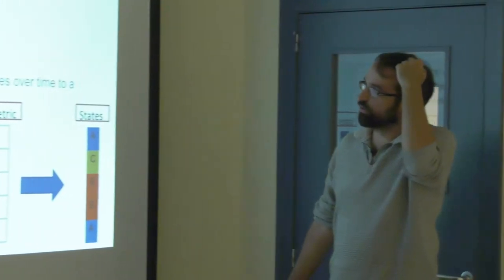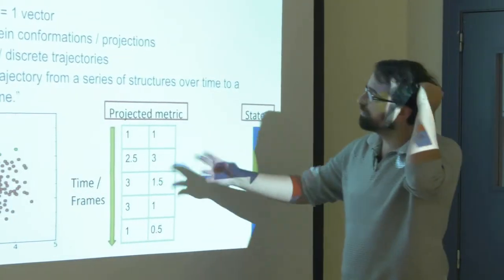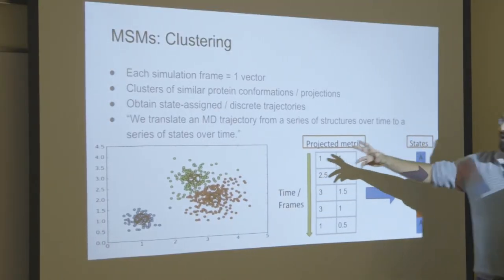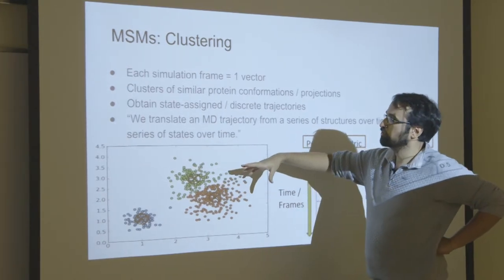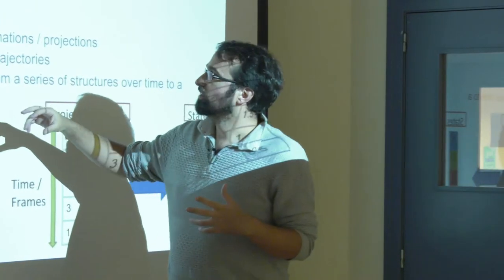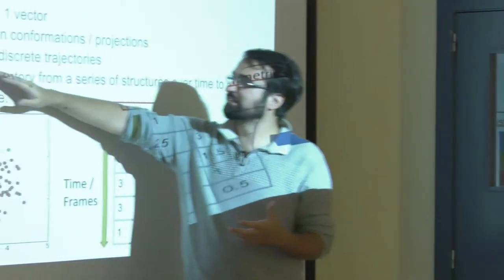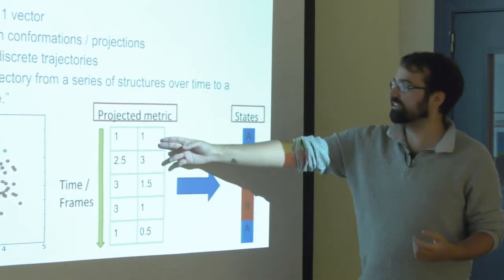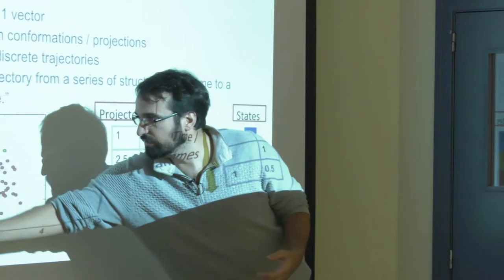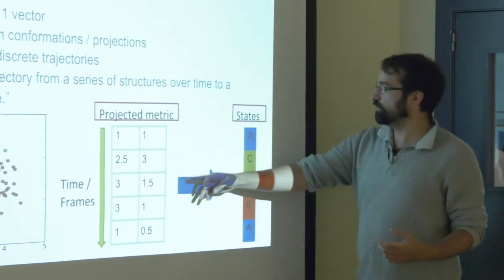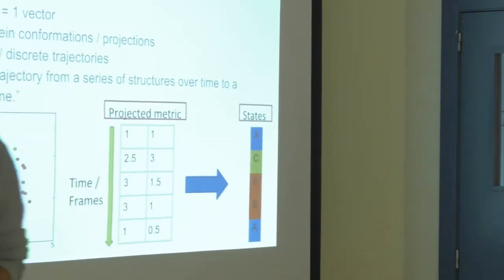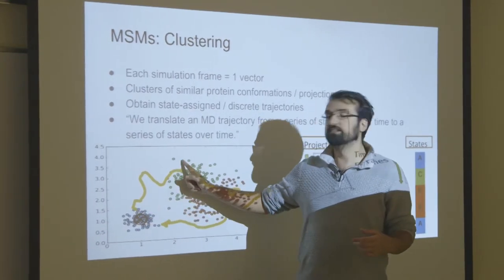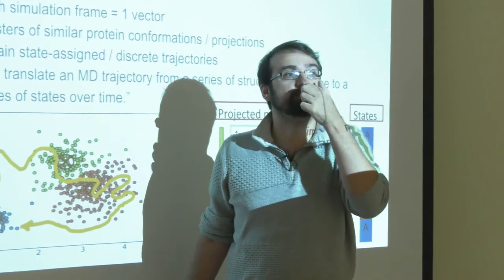So I'm going back to the clustering. After you have this low dimensional space, you can cluster it, which is easily understandable. We're trying to transform conformations into states, so we merge them together. At the end of clustering, we have a state-assigned or discrete trajectory. Instead of having a bunch of numbers that classify our conformations, which is the projected metric, we have the classification as a state. How do we get this classification? Because in molecular dynamics, we know that this conformation, after it was here, was at a given place, because that's what the trajectory actually is.